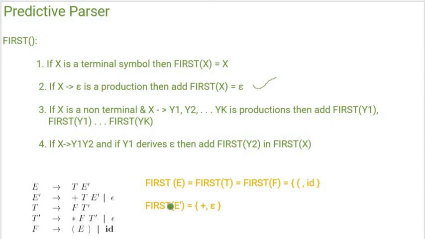Still we want to compute first of T dash. So what will be first of T dash? First of T dash will be first of star and first of epsilon. So first of star will be star and first of epsilon will be epsilon. So this is how we have to calculate the first for the non-terminals. Hope it will be clear for you.